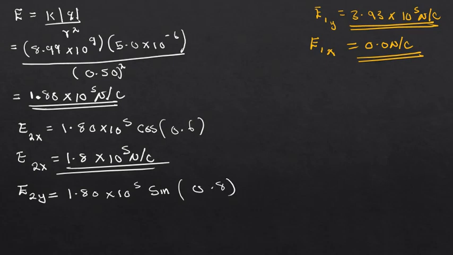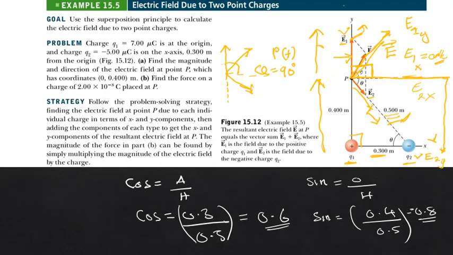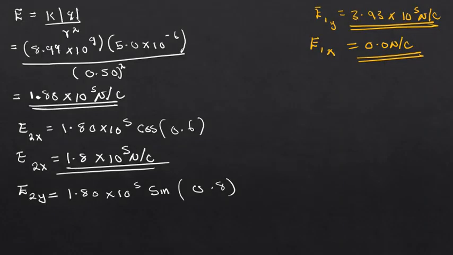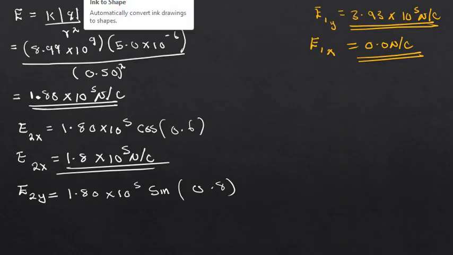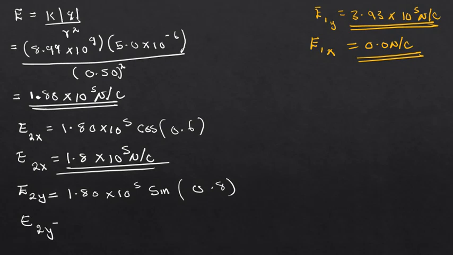Okay, and remember that for the y, the vector was going downward, it was moving in this direction, which is the negative direction. So you also consider that. Therefore E to Y is going to equal negative, because the angle is negative, of course it will be negative 1.44 multiplied by 10 to the power 5 Newton per coulomb.